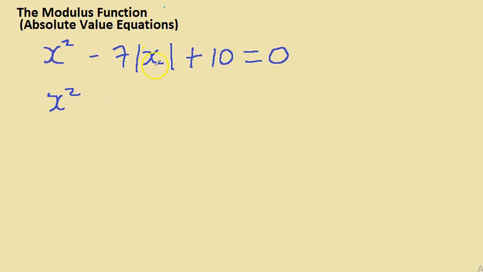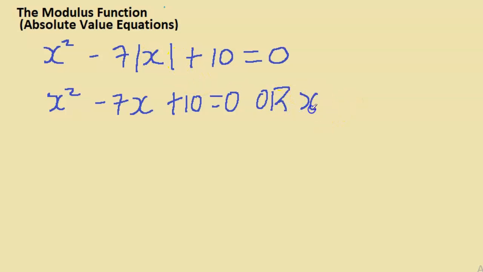So either the x here could be positive, or it could be negative. And if it is negative, if this was negative x, then what you'll have is negative 7 times negative x, right? Which is positive 7x, plus 10 is equal to 0. So if the x is negative, then positive 7x. And if the x is positive, then it remains negative 7x.